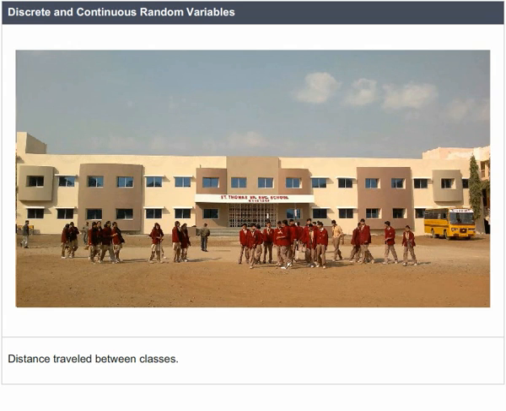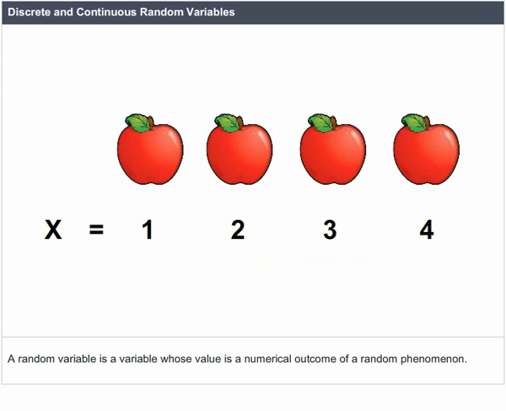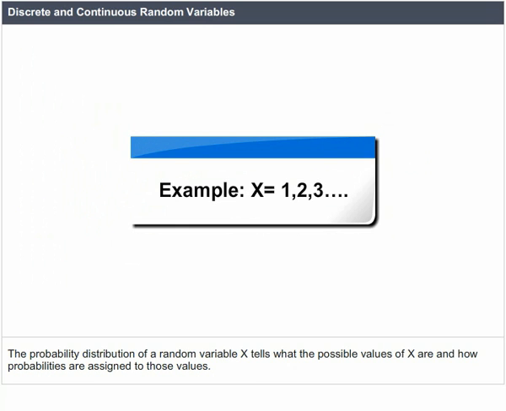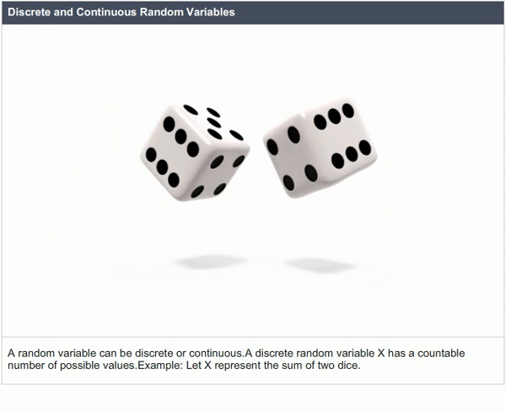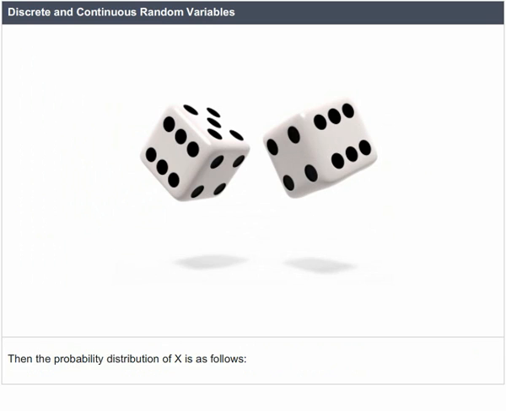traveled between classes. A random variable is a variable whose value is a numerical outcome of a random phenomenon. A random variable is denoted with a capital letter. The probability distribution of a random variable X tells what the possible values of X are and how probabilities are assigned to those values. A random variable can be discrete or continuous. A discrete random variable X has a countable number of possible values. Example: let X represent the sum of 2 dice. The probability distribution of X is as follows.